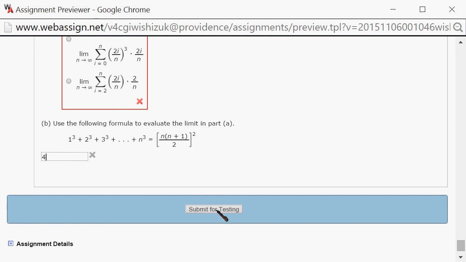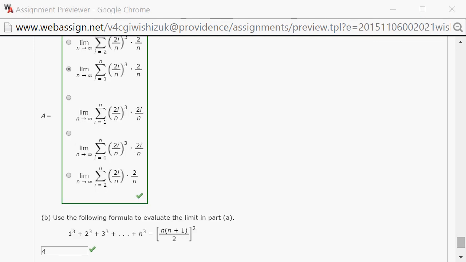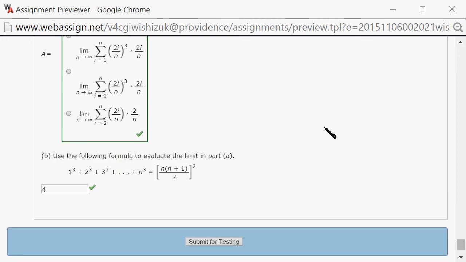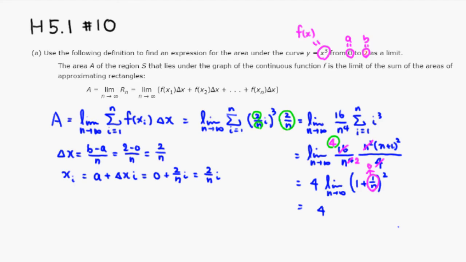Alright, let's submit for testing. I came back and it looks like we have the right formula and we have the right answer there. Alright, that's it. I hope that this was clear.